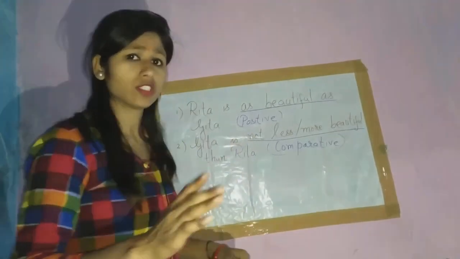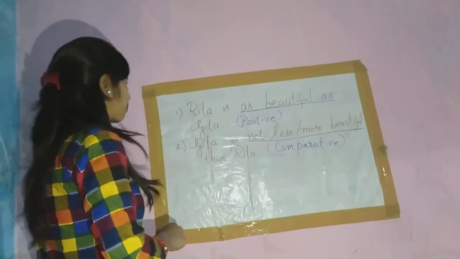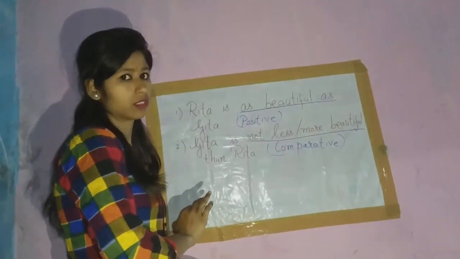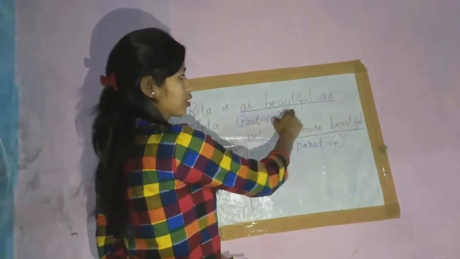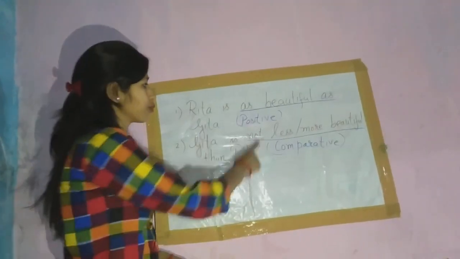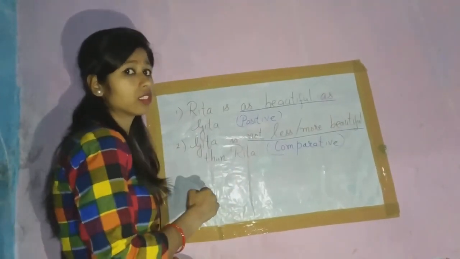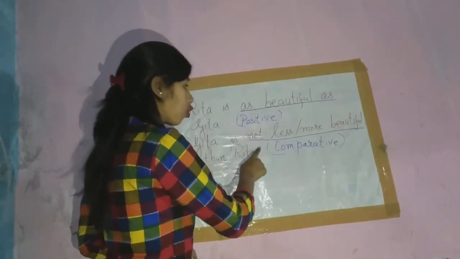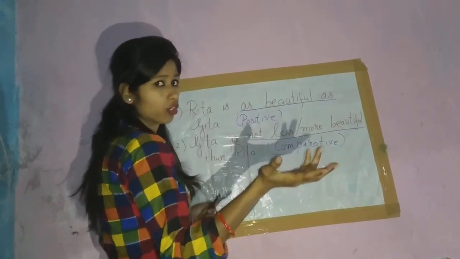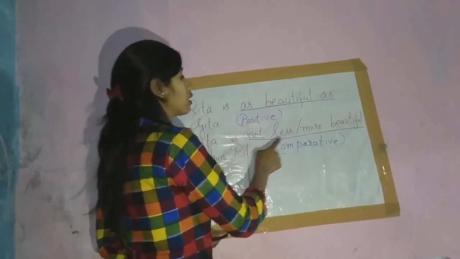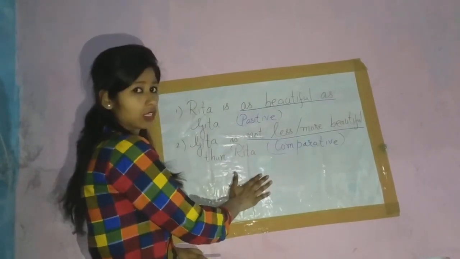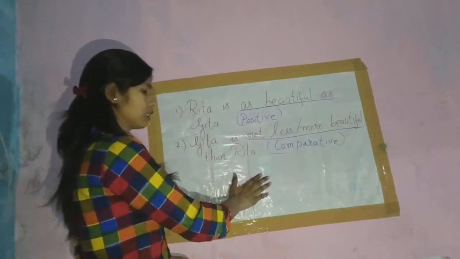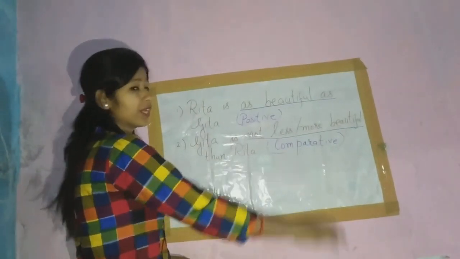First example of such interchange of degrees is here. Rita is as beautiful as Geeta. You can see as, adjective, as. It means it is positive degree. And this will be interchanged to: Geeta is not less or more, accordingly, both are correct here. So, Geeta is not less beautiful than Rita. Next one, Geeta is not more beautiful than Rita. And this is comparative form.